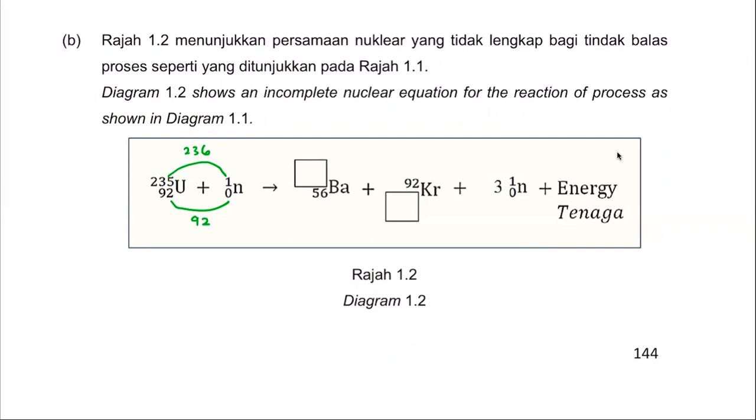All right, so we have 92, and then this one, 3 times 1 is 3. So you should be able to calculate what is the missing number in the box. You take 236, minus 92, and then minus again 3. So you will get 141.